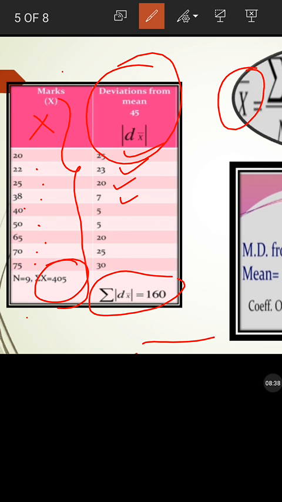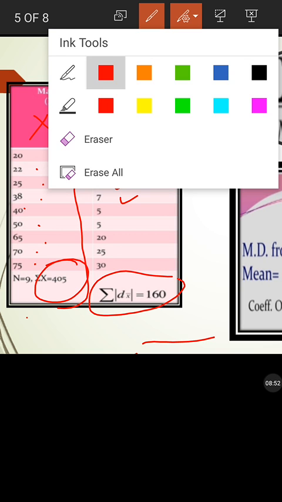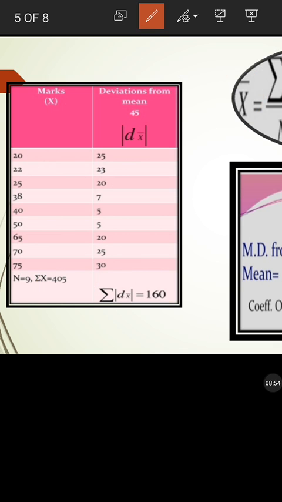So I've already told you, no negative signs. Ignore the negative signs, and write only the value you get. So for example, 20 minus 45, usually we would say minus 25. But here we have taken only 25. Similarly, 22 minus 45 is 23. So here we have ignored all the negative signs and taken only the values.